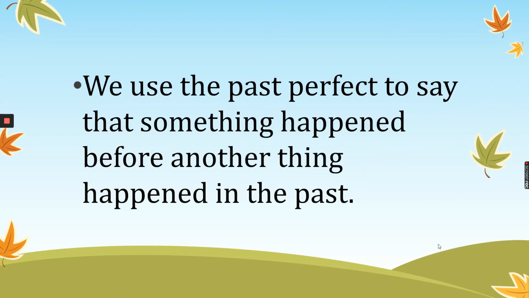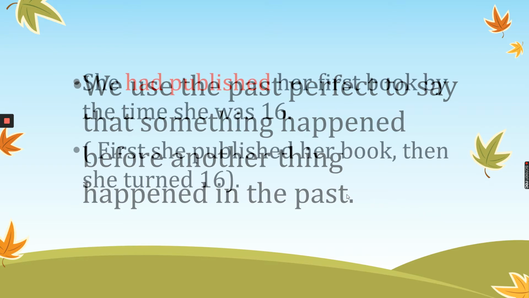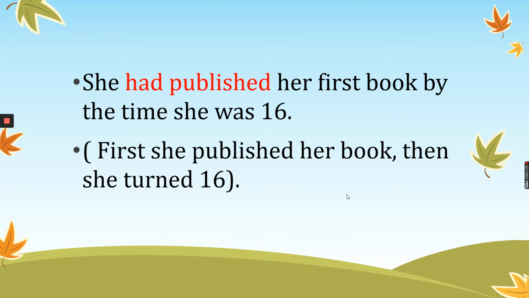We use the past perfect to say that something happened before another thing happened in the past. She had published her first book by the time she was 16. Do you notice here? Had published. First, she published her book, then she turned 16.